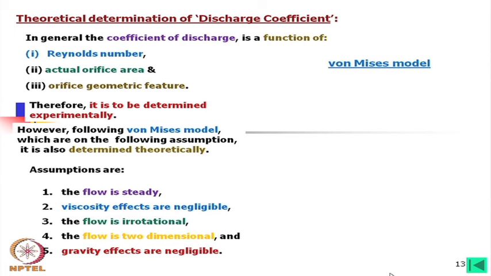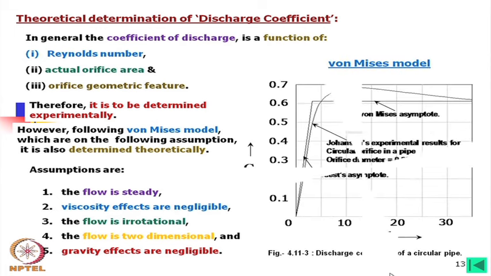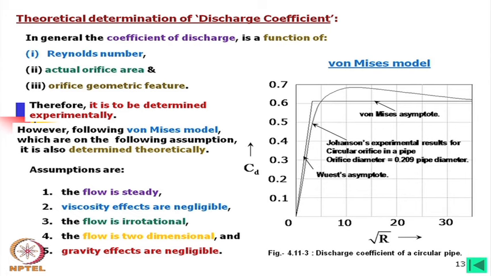Now, what is the von Mises model? This is the von Mises model. If you look into this curve, it is an experimental curve which was conducted by Johnson.